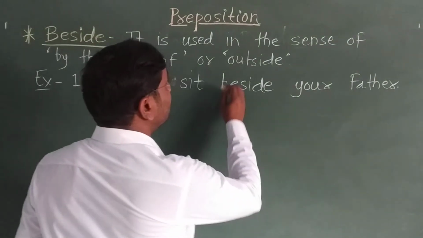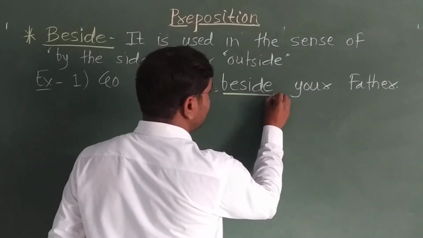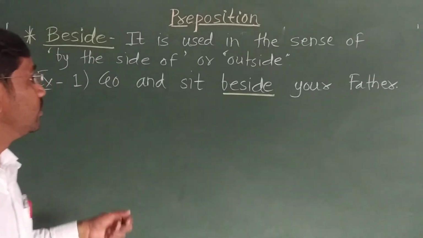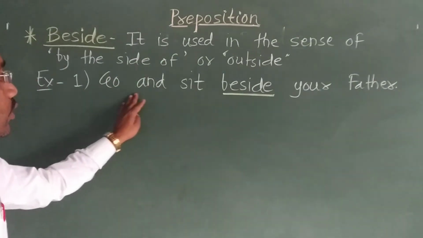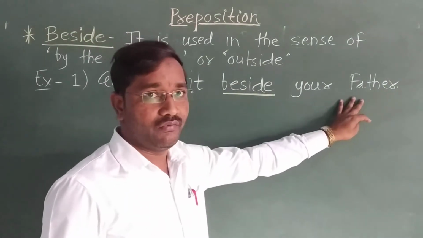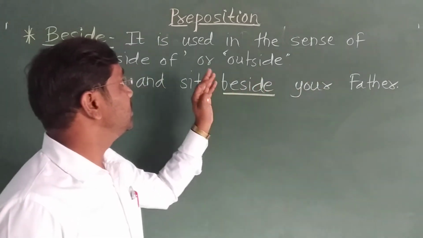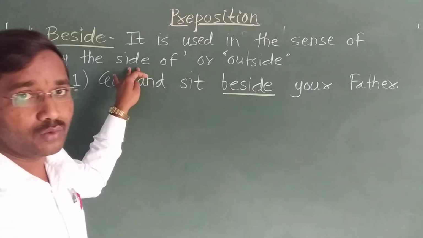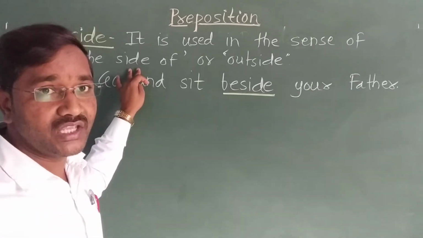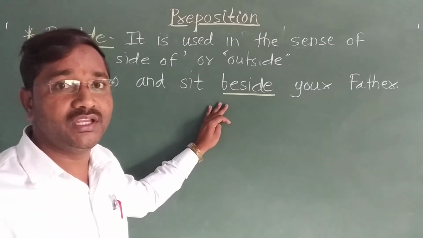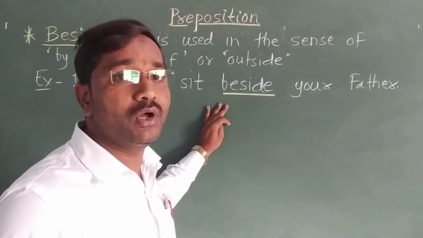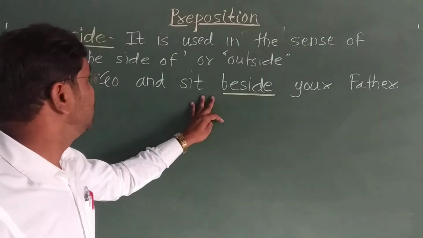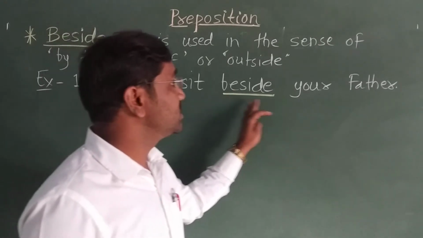So here we have used the preposition beside. The sentence is: go and sit beside your father. So here it is used in the sense of by the side of or outside of someone or something. That means it is used in the sense of next to someone or something.